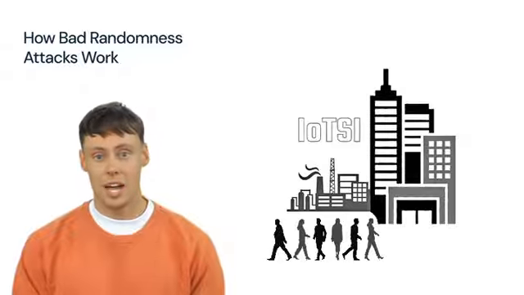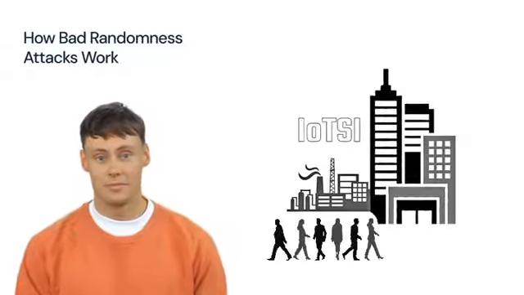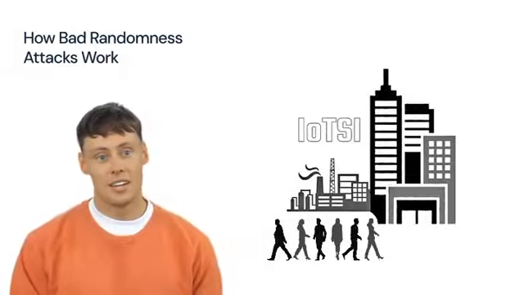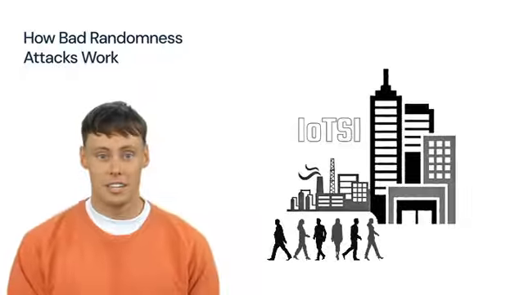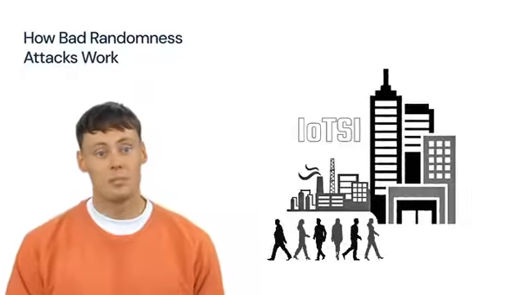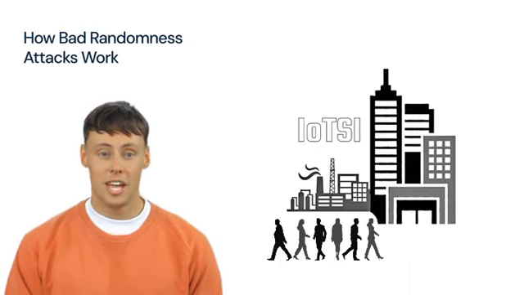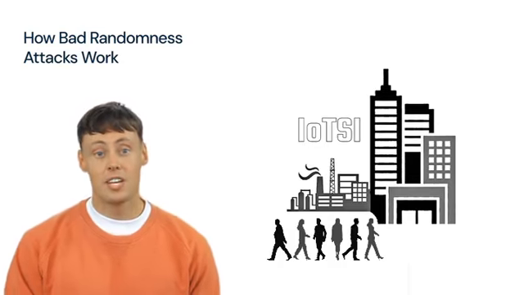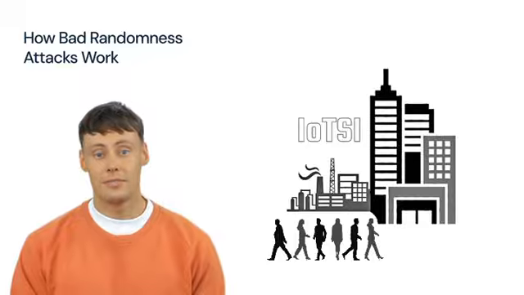Let us consider how bad randomness attacks occur. In a bad randomness attack, an attacker predicts or influences the supposedly random outcomes within a smart contract. This can be done by exploiting the predictability of the source of randomness, such as block hashes or timestamp-based mechanisms.